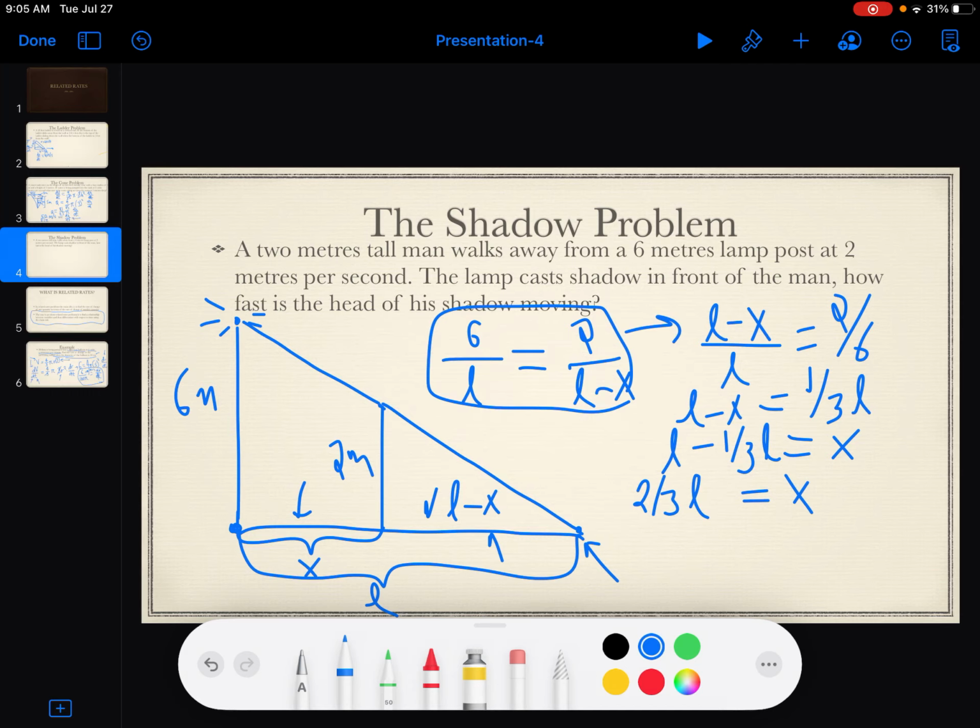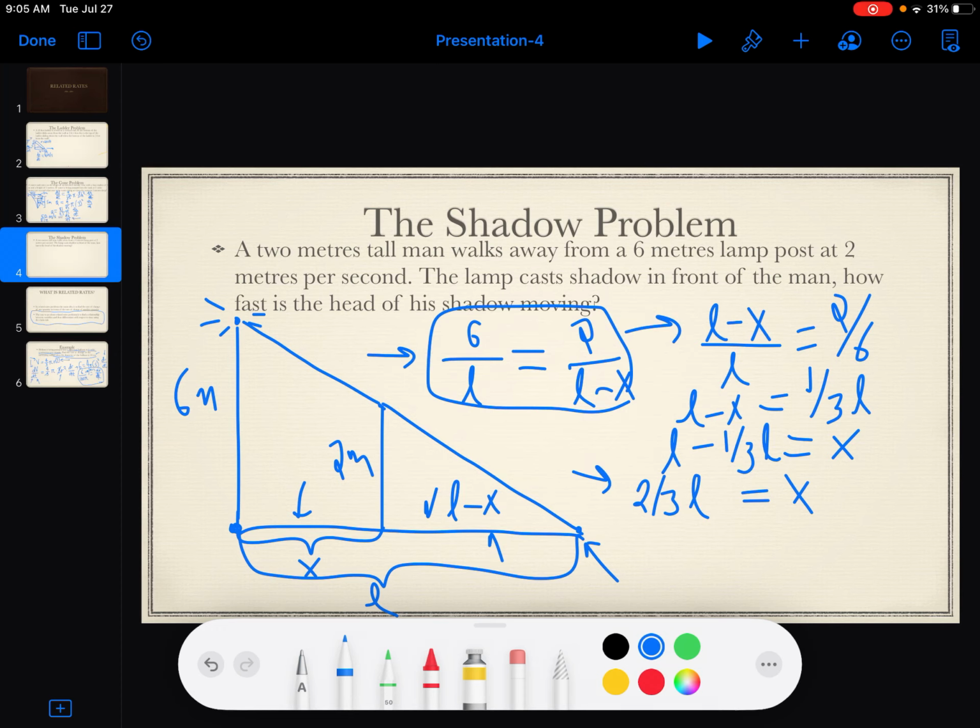Remember, related rates problems: we have two quantities. We're given the rate of one, and we need to find out the rate of change in the other. So what we were given was how fast the man was moving, which was the change in X. And what we needed to find out was how fast the head of his shadow was moving. The distance from the base of the lamppost to the head of his shadow was L. So we needed to find how fast L is changing. We had a relationship right here, and we just simplified that relationship and came to it here.